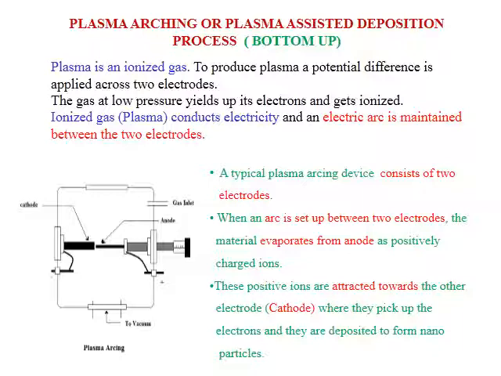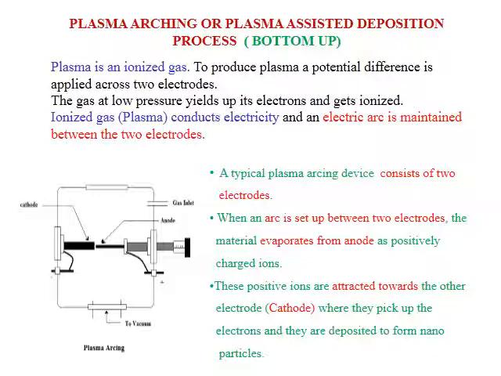an example of producing nanomaterials by a bottom-up process, where you will end up with bulk nanostructures from adding small atoms from zero. So plasma is nothing but an ionized gas. To produce plasma, a potential difference is applied across two electrodes. Here we are having two electrodes, anode and cathode. They will be kept in a high voltage environment. The gas at low pressure yields up its electrons and gets ionized.